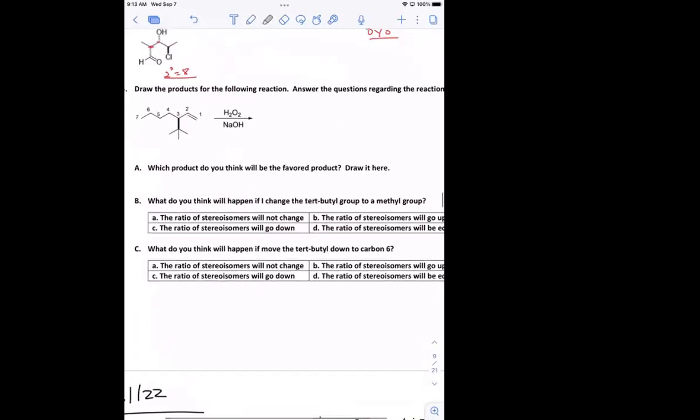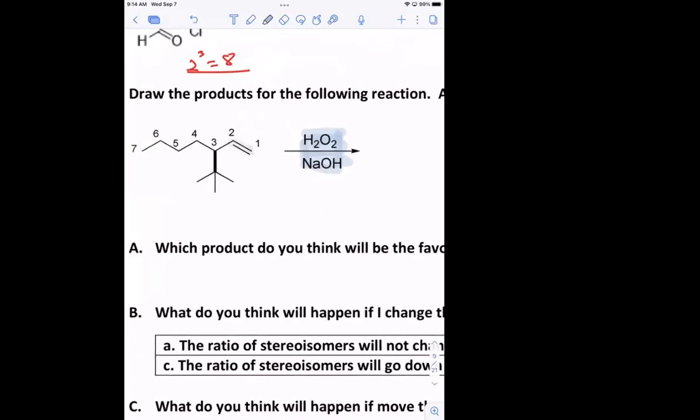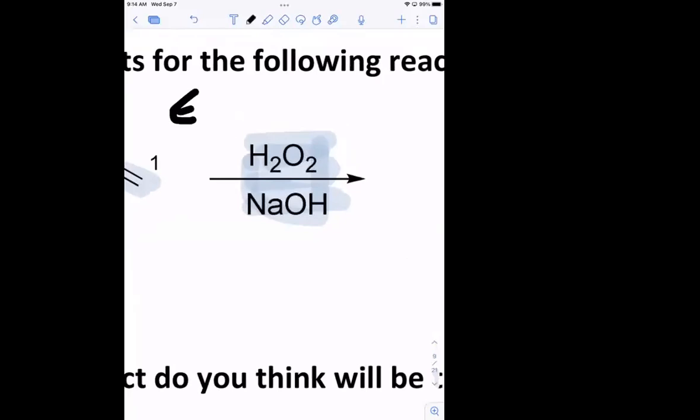So this is a different reaction. Anybody remember this reaction from part one? You've got a double bond in the presence of hydrogen peroxide and sodium hydroxide. This is an epoxidation.